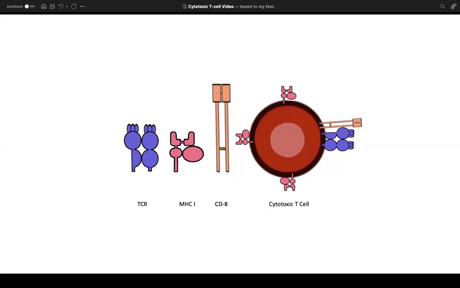Just to give a brief overview of the cells that we'll be looking at in this video, we've got our TCR here on the left. We've got our MHC1 molecules right here as well. We've got our CD8 molecule that will work with our TCR. And then this is what we're going to use as our cytotoxic T cell.